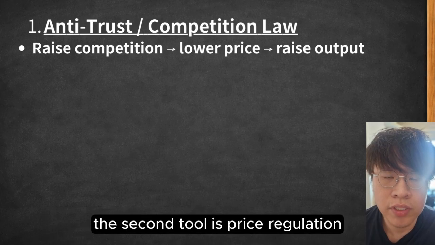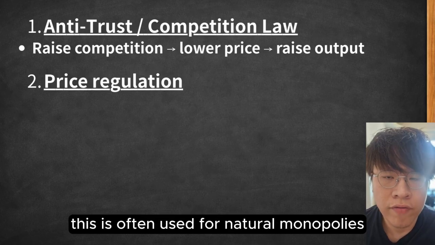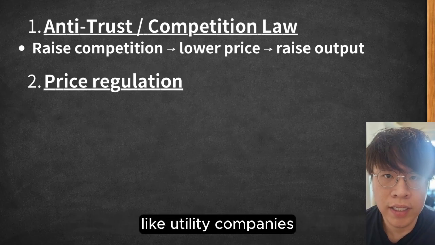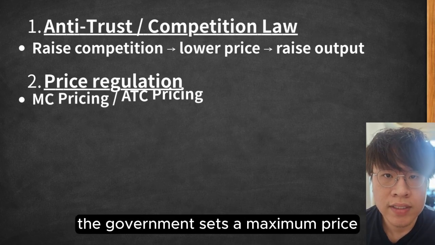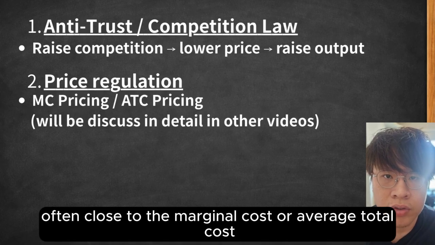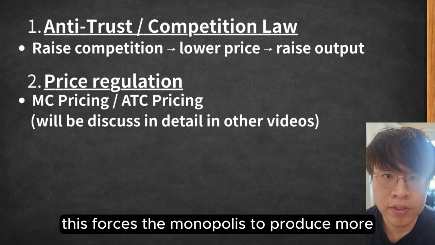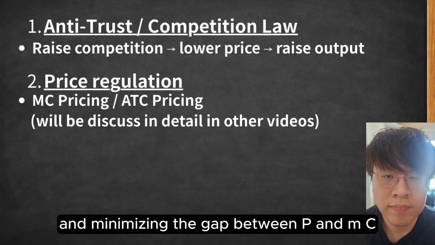The second tool is price regulation. This is often used for natural monopolies like utility companies. The government sets a maximum price, often close to the marginal cost or average total cost. This forces the monopolist to produce more at a lower price, minimizing the gap between P and MC.